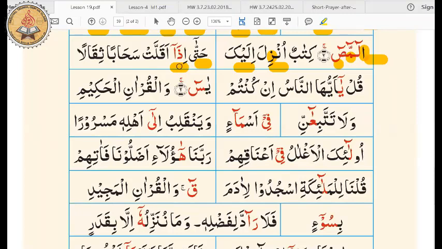Can you read it, please? إذا. Iza. So no joining. Unless letter is carrying tashdeed or shadda or small w sign, then we will join it with preceding letter. Otherwise, we read it on their own. So it is إذا. Iza. And then it is أقلت. Lit. سحابا. Sahaban. ثقالا.